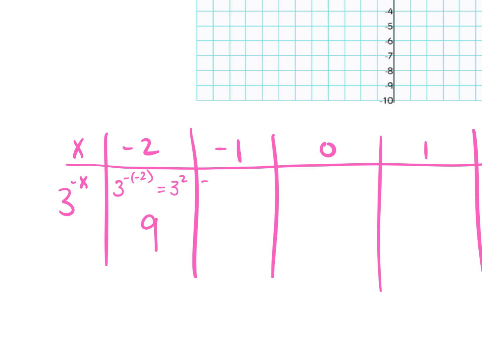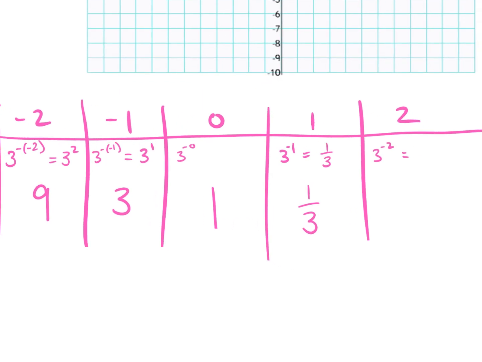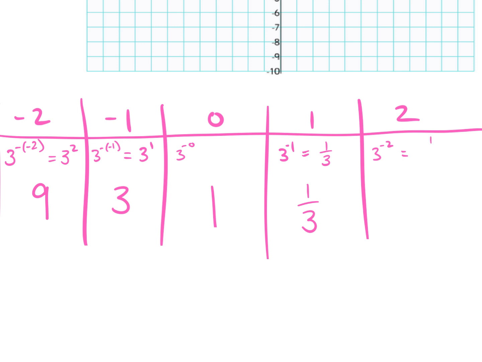If we plug in -1, we get 3 to the power of -1, which would change to positive. So 3 to the power of 1 would be 3. 3 to the power of -0 would just be 3 to the power of 0, which is 1. Awesome. 3 to the power of 1 is 3. 3 to the power of -1 would be what? 1/3, perfect. This would flip to 1/3. And then 3 to the power of -2 would be 1/3 squared, which would be 1/9. Perfect.